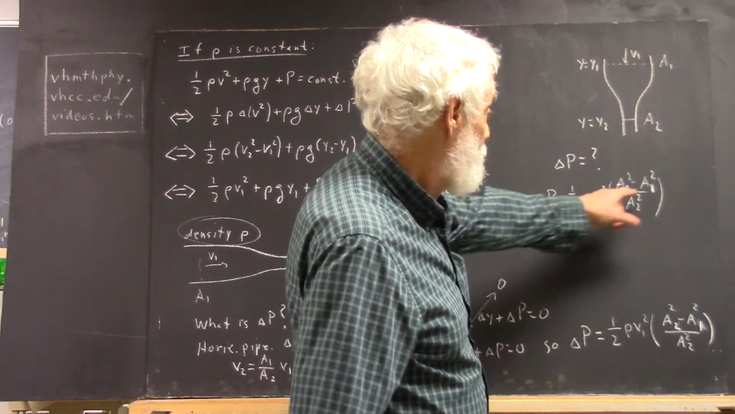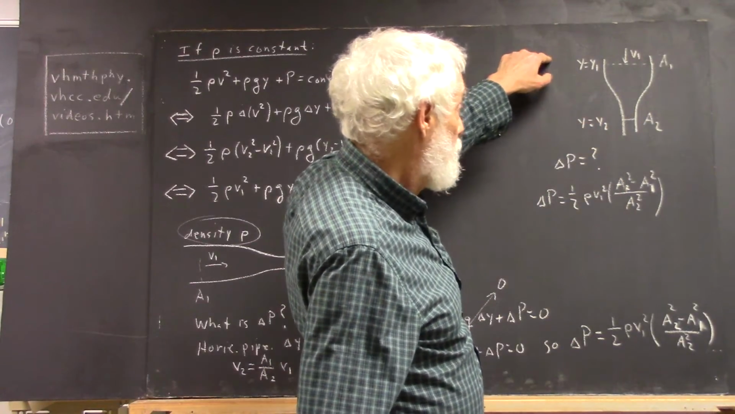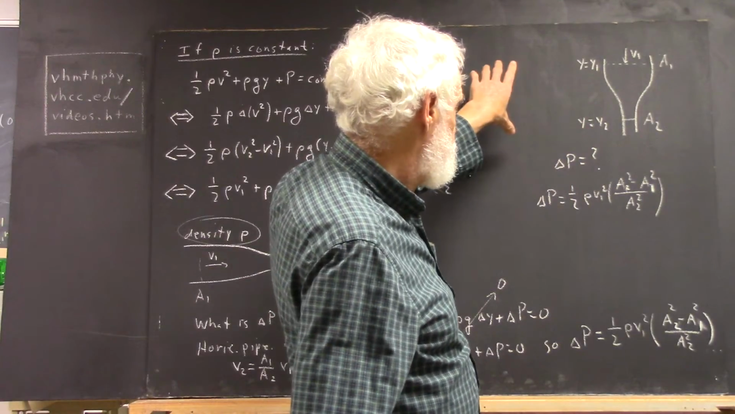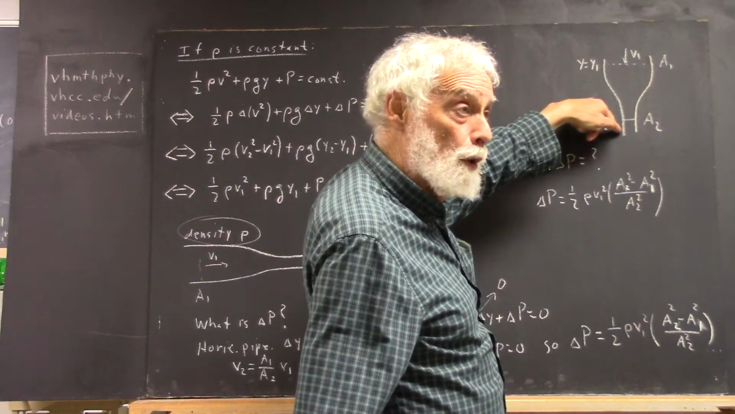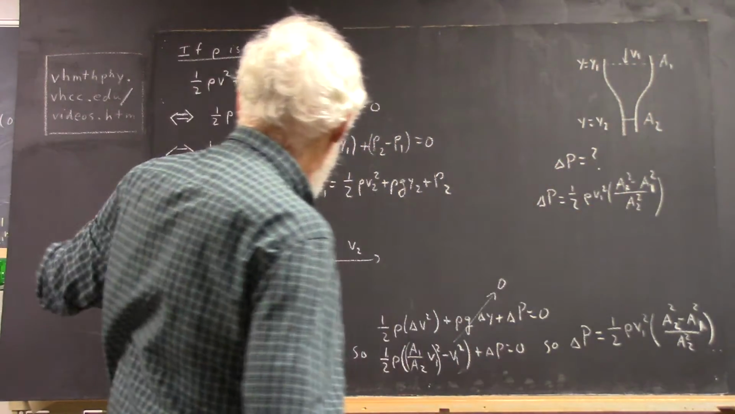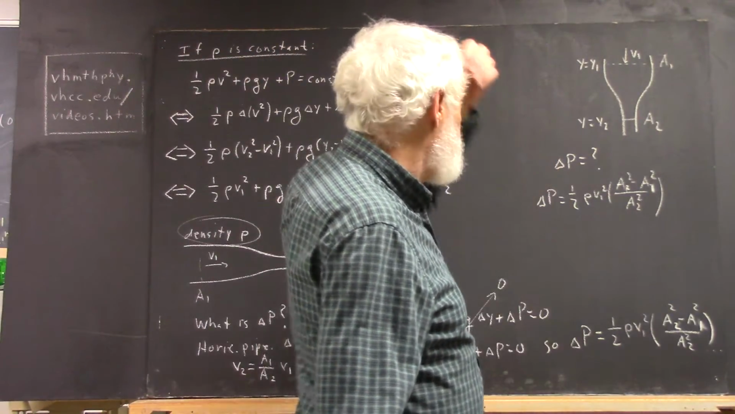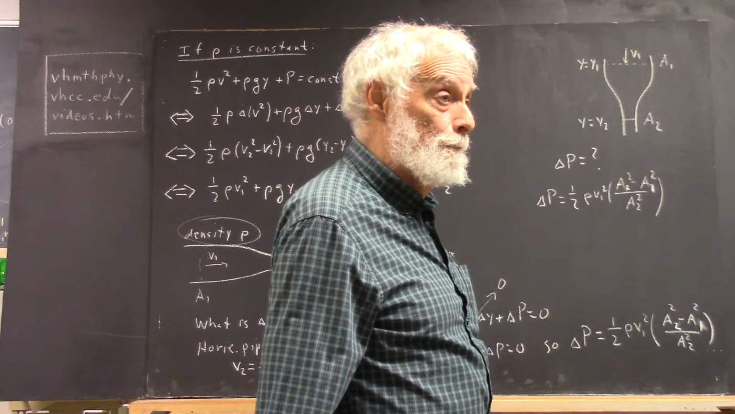Okay. And it's going to be the same up here, because in this case, the velocity relationships don't have any relationship to whether this thing is horizontal or vertical. And that's because the fluid is incompressible. Okay?